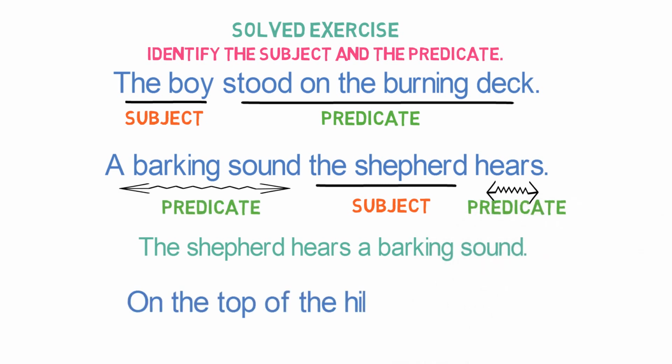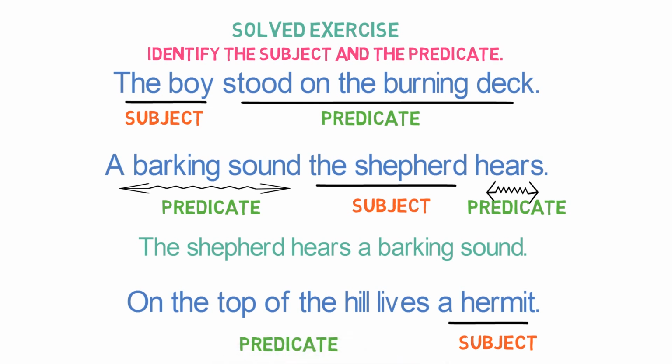On the top of the hills lives a hermit. Here, the subject is at the end of the sentence, a hermit, and the predicate is on the top of the hill lives.